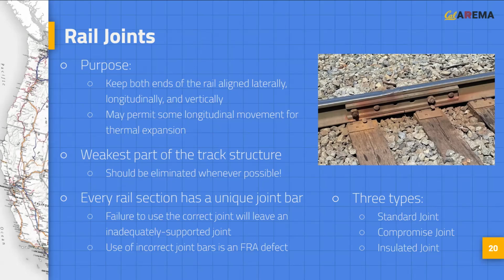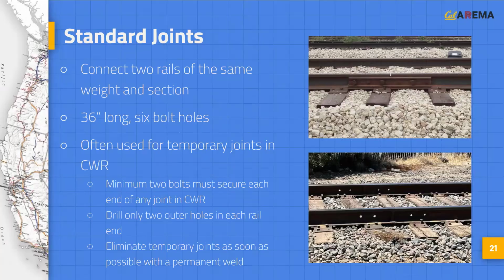There are three basic types of rail joint: the standard joint, compromise joint, and insulated joint. Standard joint bars connect two rails of the same weight and section. Joint bars are typically 36 inches in length with 6 bolt holes. Joint bars used to be installed every 39 feet in traditional jointed rail, but they are still used for temporary joints in continuously welded rail when the rail is cut for maintenance activities such as de-stressing.